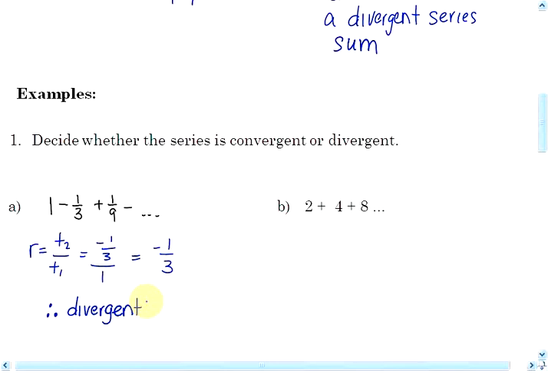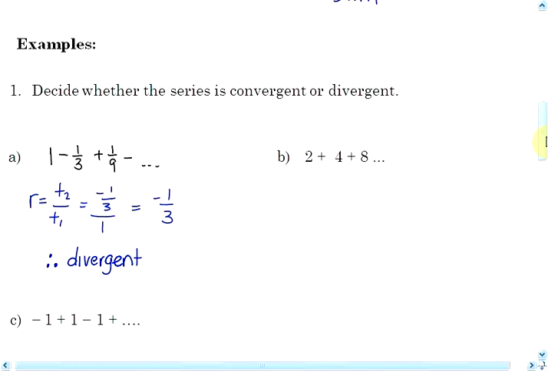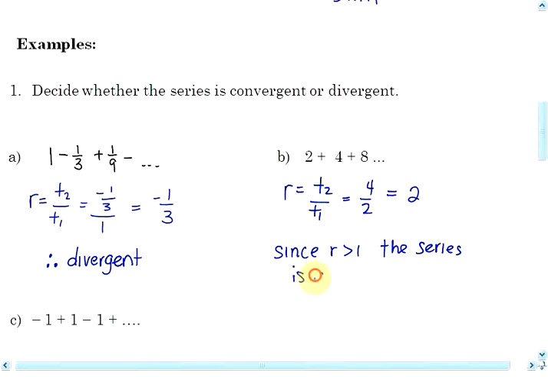Okay, I would like you to try B. Just take a quick second and look at 2 plus 4 plus 8 and decide whether it is divergent or convergent. So pause and try it. Okay, now that you've unpaused this, let's look at r. We know that this is t2 divided by t1, which is 4 divided by 2, so r is 2. That is greater than 1. So since r is greater than 1, the series is divergent, which also means that you cannot calculate the sum.